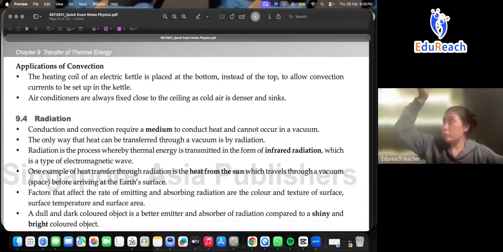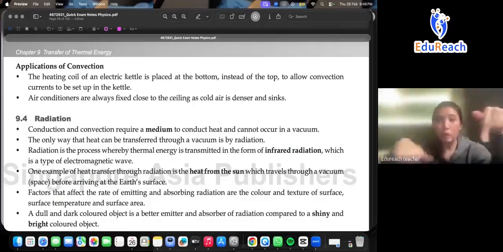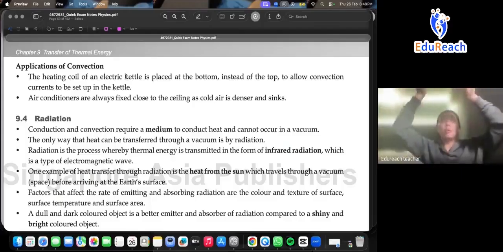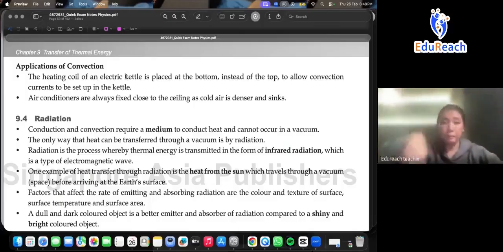Why then are air conditioners always installed at the top of our rooms? Because at the top, they will cool the air at the top. The colder air at the top will sink to the bottom. The warmer air at the bottom will then float up, taking its place. So then the convection current is top down, but basically the principle of the convection current is still the same.